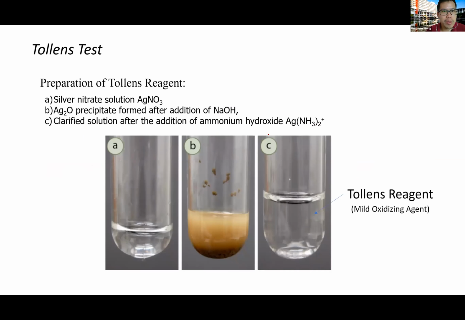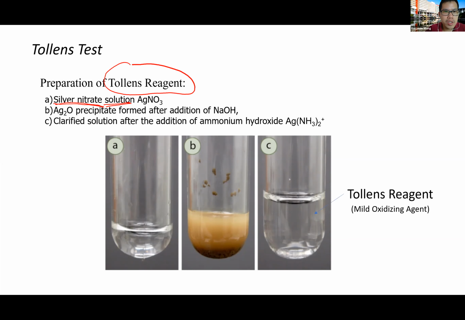So the second test you'll be doing is what we call the Tollens test. The Tollens test is quite interesting because it will form what we call a silver mirror. But before I go into the test, there's a very crucial part before you do the Tollens test, and a lot of the students actually didn't get this step right. Before you get to the Tollens test, you will need to prepare the Tollens reagent. For the Tollens reagent, you will need a silver nitrate solution.